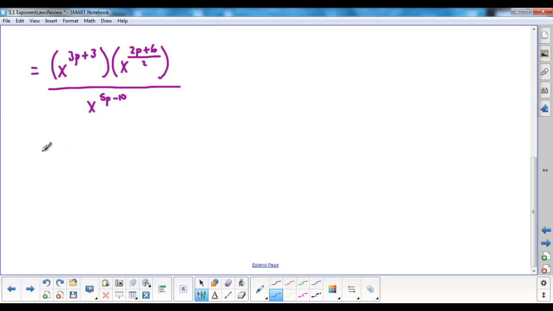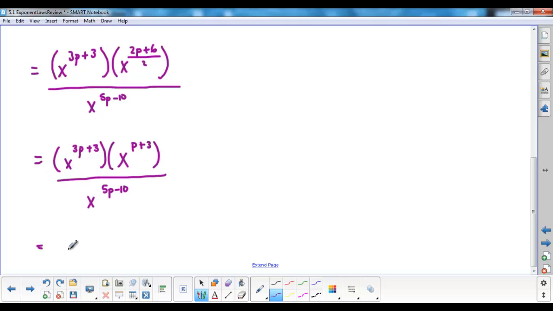Okay, so we can simplify the numerator much more. So I'm going to leave the first expression, and then I'm going to simplify the exponents in the second, because 2p plus 6 divided by 2 is really just p plus 3. Now we'll multiply in the numerator, so we'll keep the base and then we'll add the exponents. So 3p plus p gives us 4p, and then 3 plus 3 gives us 6.